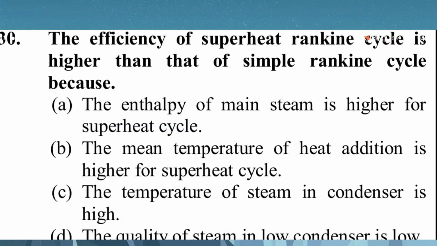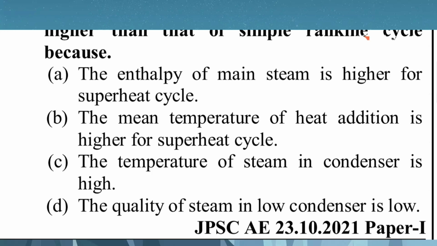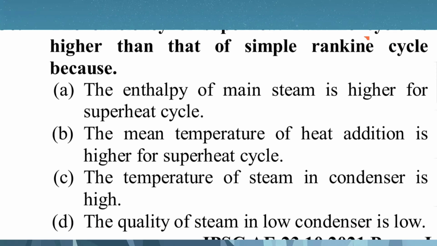Question number 30. The efficiency of the superheated Rankine cycle is higher than that of simple Rankine cycle because A. Enthalpy of the main steam is higher for the superheated cycle. B. The mean temperature of heat addition is higher for the superheated cycle. C. The temperature of steam in condenser is high. D. The quality of the steam in condenser is low. B. The mean temperature of heat addition is higher for the superheated cycle.